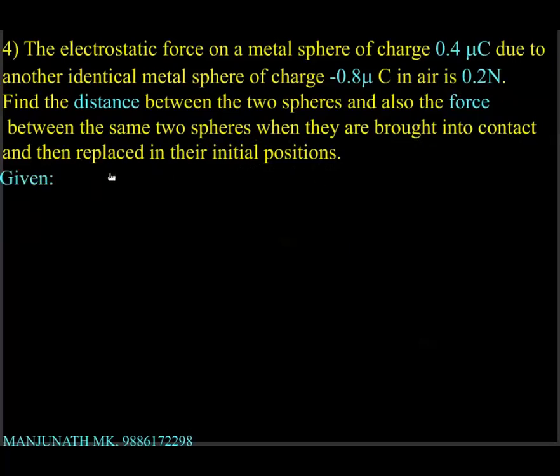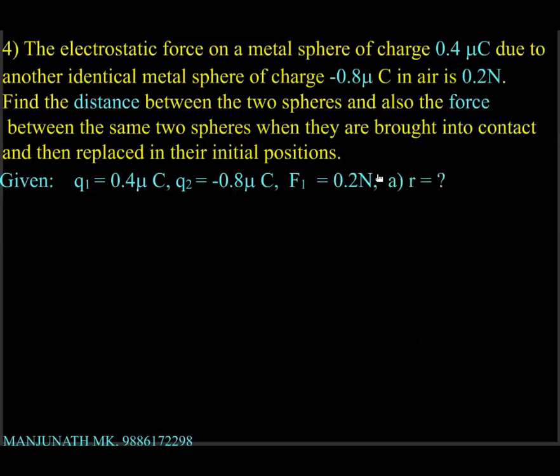Given here two charges are there, let one be q1 which is equal to 0.4 microcoulomb, it is positive, and q2 is minus 0.8 microcoulomb. So here the force between these two charges is 0.2 newtons. As these two are opposite charges, this force is attractive. The distance between them has to be found. r is equal to what? Next, look here, after contact we have to find the force. So now let us understand the problem.